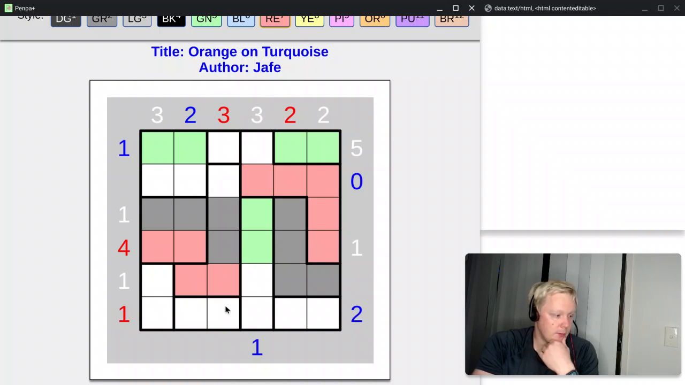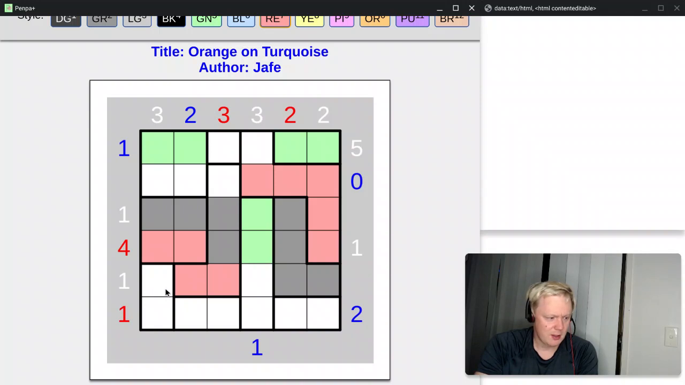Now, what about this cell? We have a white 3 in the column here. And if this cell is not white, then this cell is not white, and we only have 2 spaces for whites, because white can't be below a non-white cell.